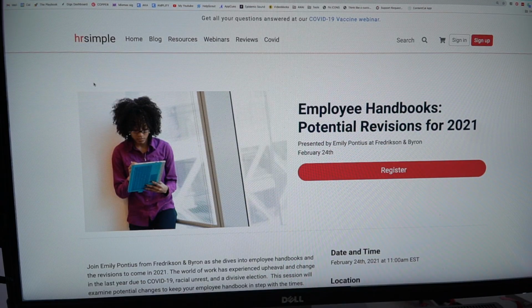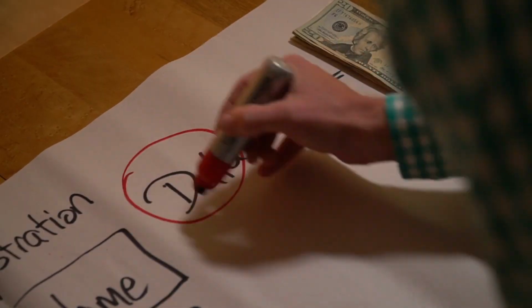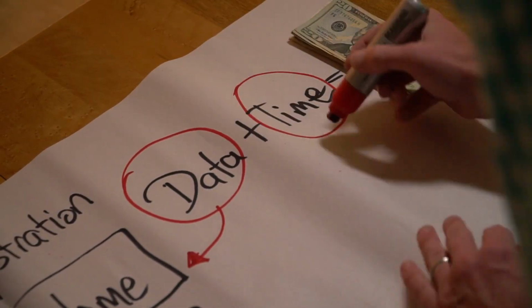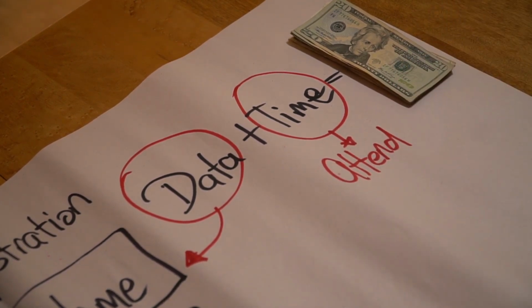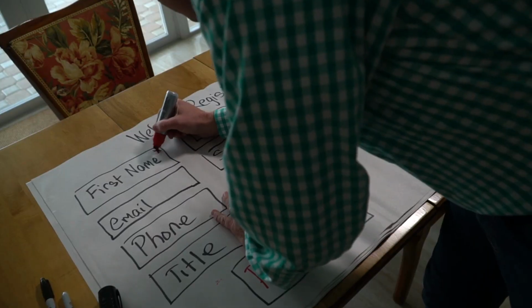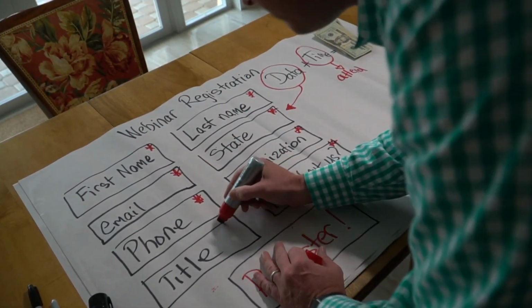Let's imagine I want to attend this webinar from HR Simple about employee handbooks. Look, it's free! So I hit the registration button. Boom! Here's the moment of commitment. I'm about to trade some data and some time to attend the webinar for some information about employee handbooks. But there's a massive problem. They're asking for 8 pieces of data.